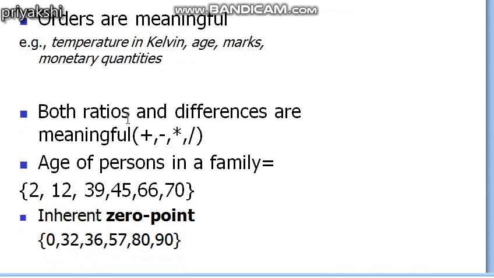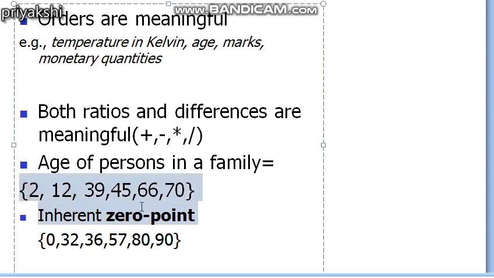If both ratios and differences are meaningful, then the operations that are permitted here are addition, subtraction, multiplication and division. Since orders are meaningful, less than and greater than symbols are already permitted in case of ratio scale variable. I have taken an example of the age of persons in a family. I can arrange them in an order, so it shows that this person is the youngest person in the family, and this person is the oldest person in the family.